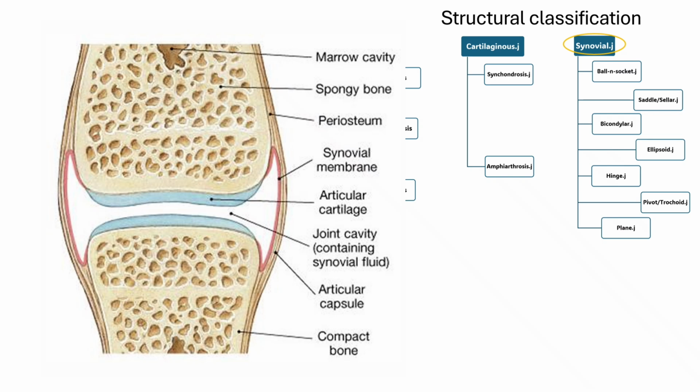Second important feature is synovial fluid, which is helpful in lubrication. Third one is a fibrous joint capsule or capsular ligament. A fourth key characteristic of synovial joint is a synovial membrane, which produces the synovial fluid. Fifth, we have the ligaments, both primary as well as accessory ligaments, which help to stabilize the joint.